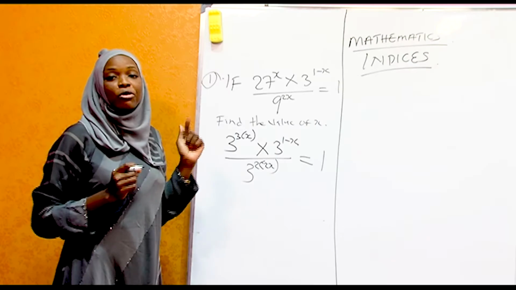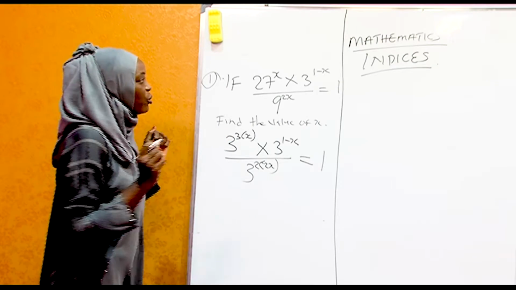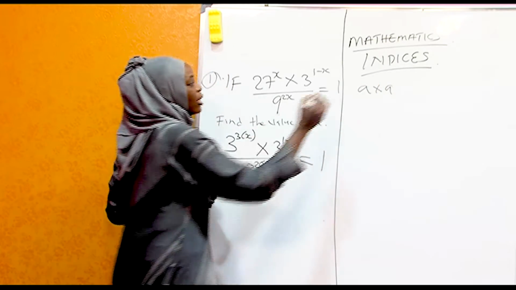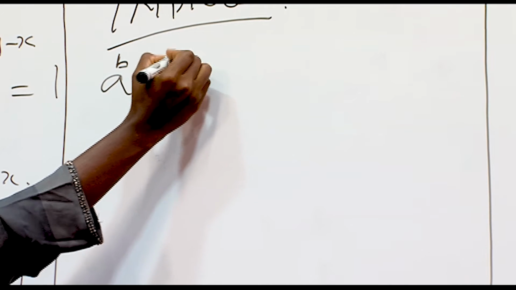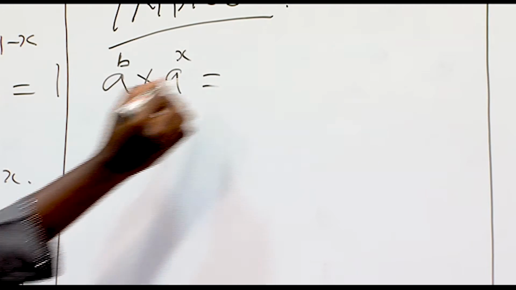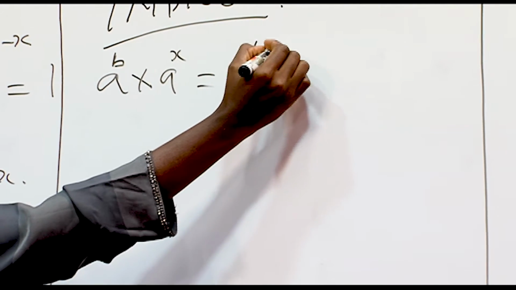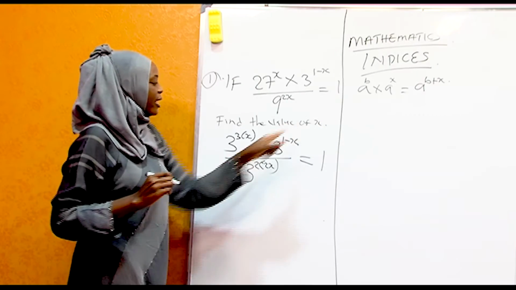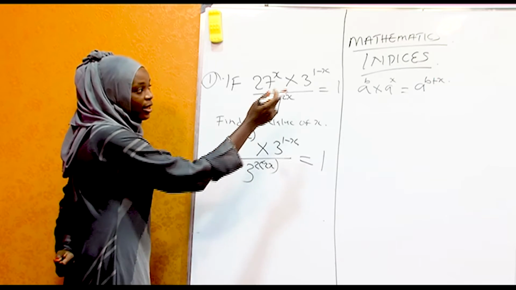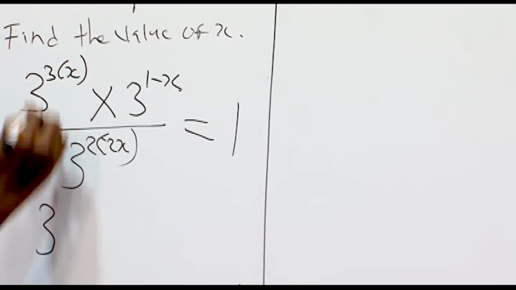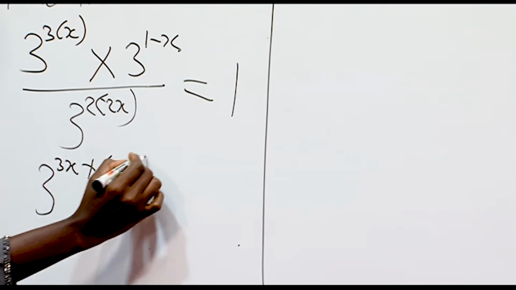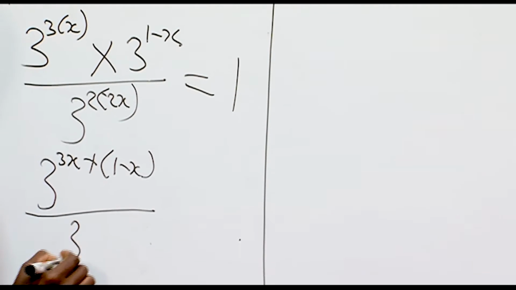Now, we'll be applying one of the laws, which is the multiplication law, which says when 2 terms are multiplying each other with the same base, let's say we have power b and power x, if it is multiplication, you are going to add the powers. This will give me a raised to b plus x. Now, applying this here, you can see that this and this are the same base. So we want to apply the multiplication law. We have 3 raised to power 3x plus 1 minus x, all over 3.